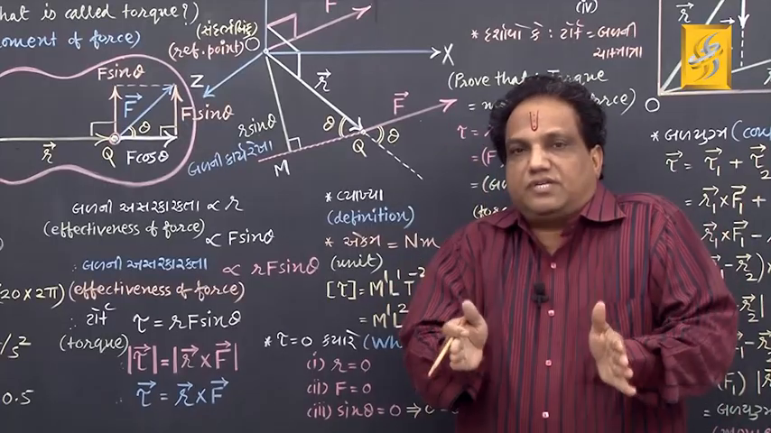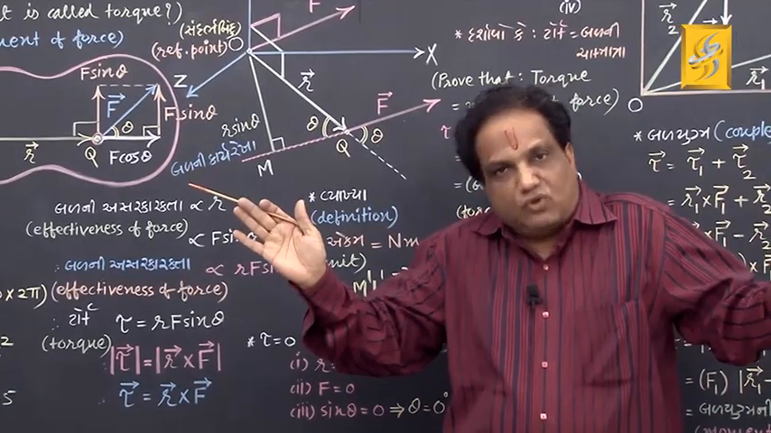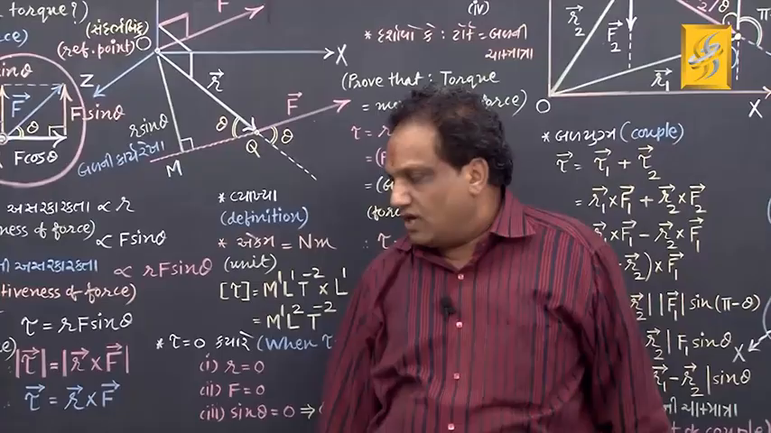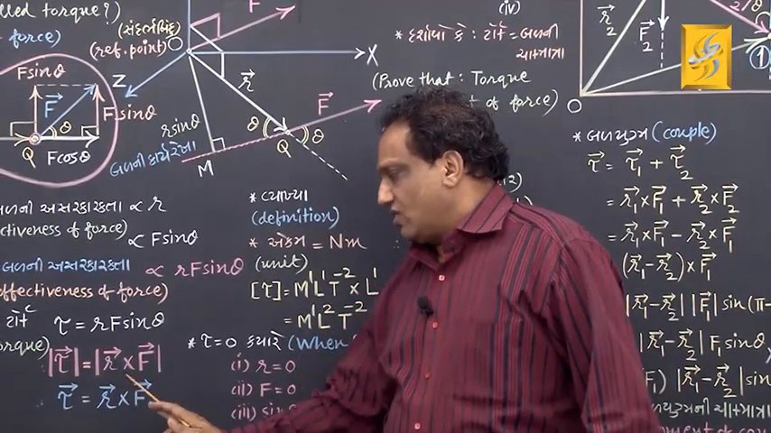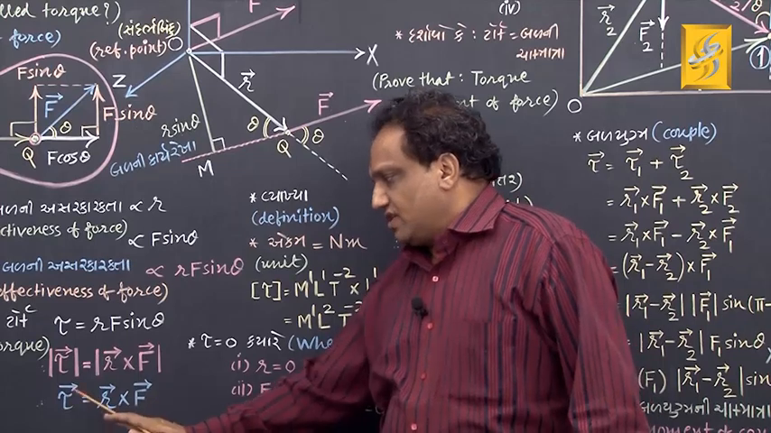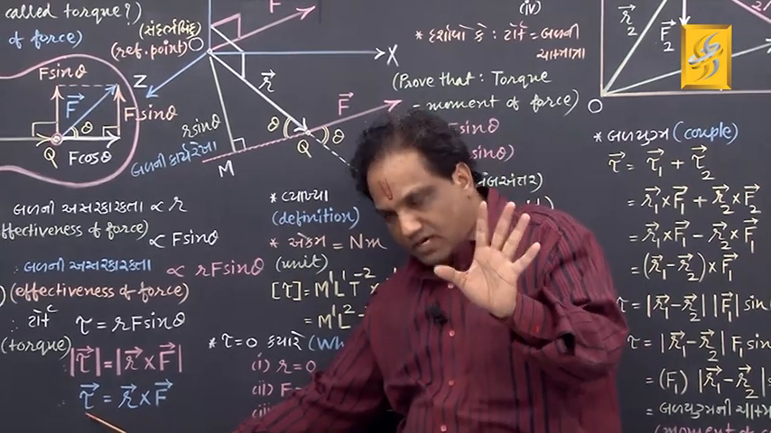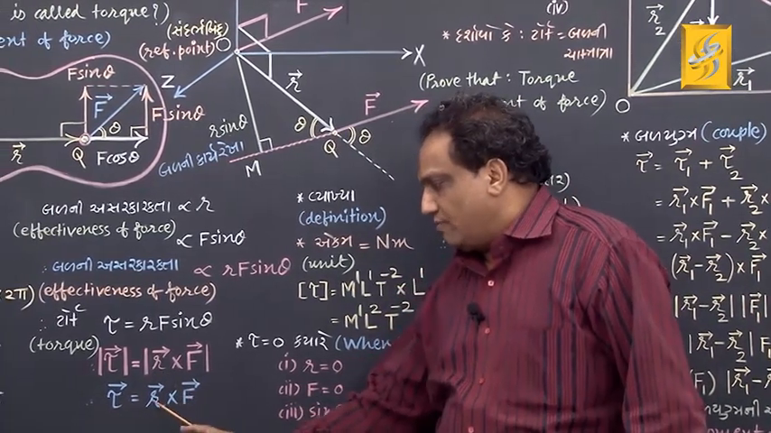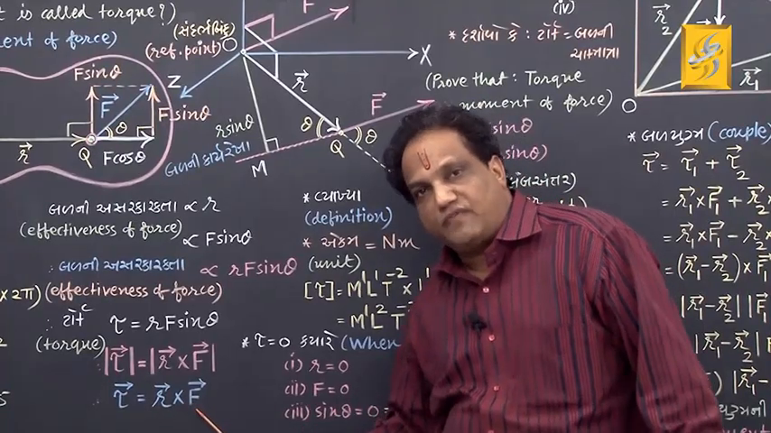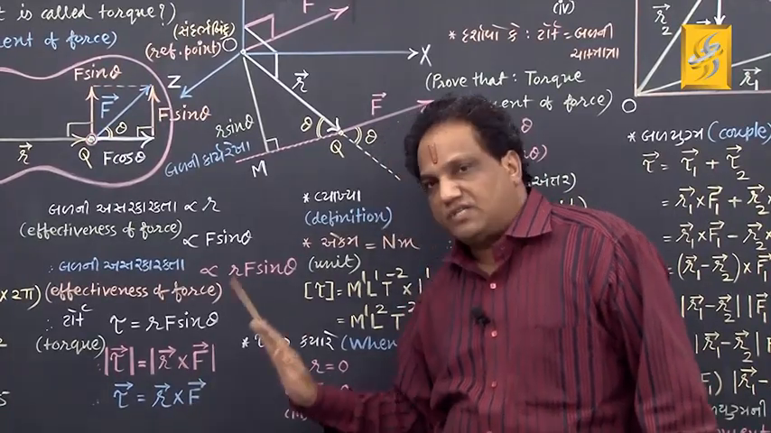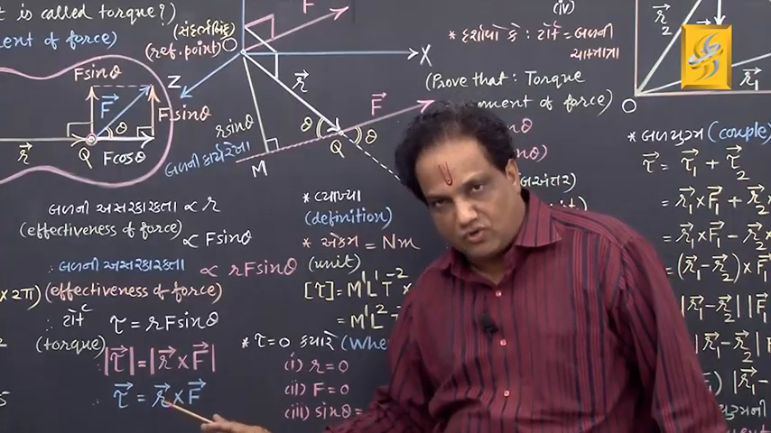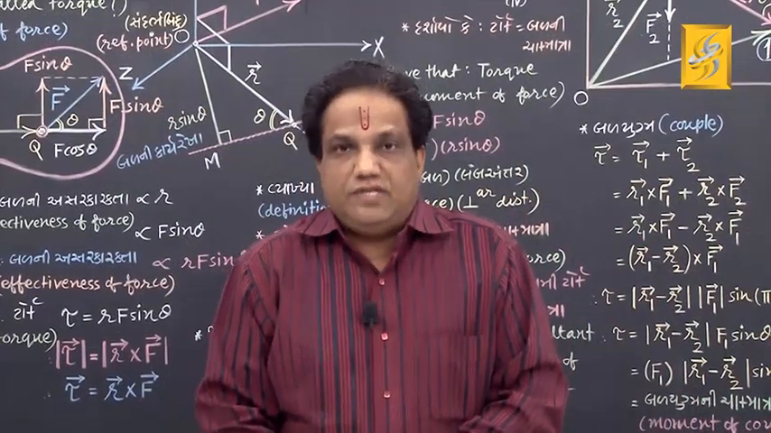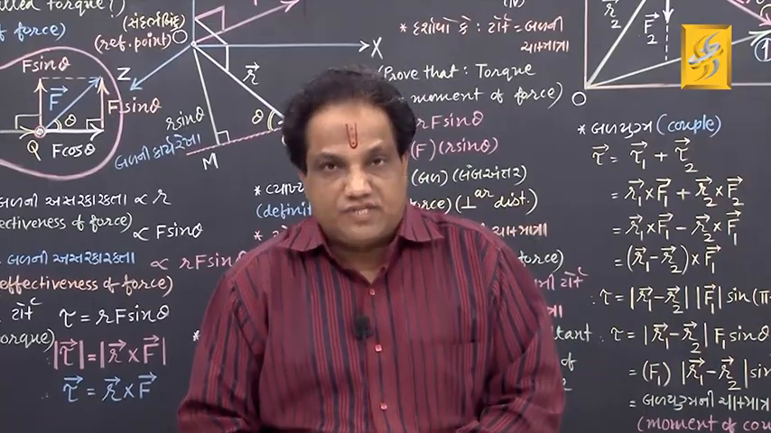Now just delete the sign of modulus from both the sides. Remove the sign of modulus, then you will get vector tau here, and here you will get vector R cross vector F. So basically, the torque vector is nothing but a cross product between position vector and force vector. Okay. This is just an introduction. Later on we are going to define what is called torque. Okay. So tell me the conclusion of the whole discussion.